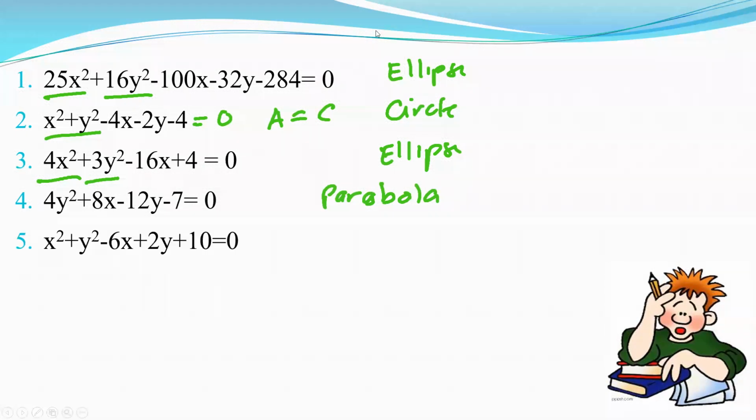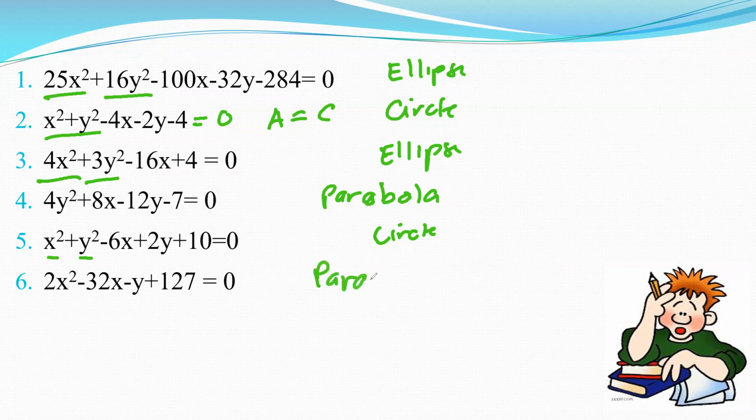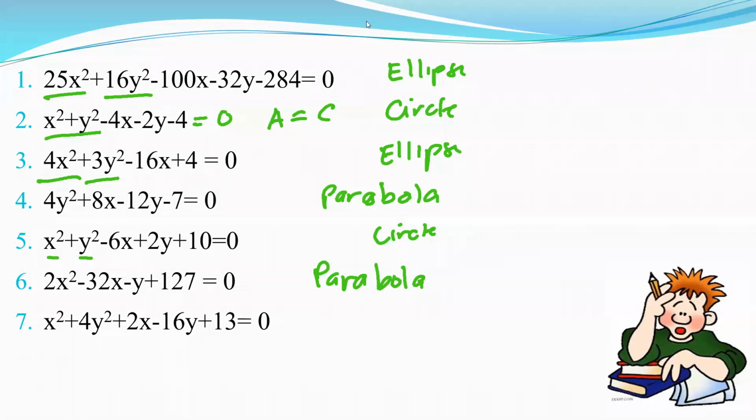Next, equation number 5. Same yung kanyang numerical coefficient, which is A and C. So therefore, this is a circle. Next, number 6. As you can notice, there is no present of y squared term, only x squared. So this is an example of a parabola. And then number 7, that's x squared and 4y squared. They are both positive, but with different numerical coefficients. So this is an example of an ellipse.